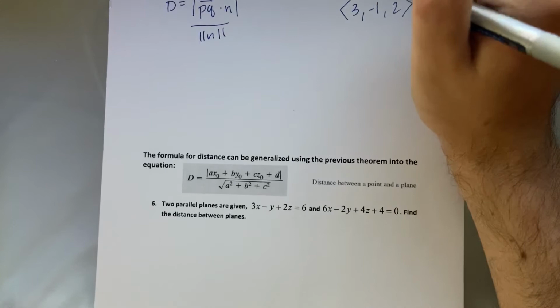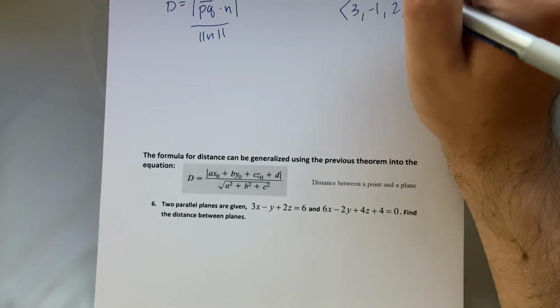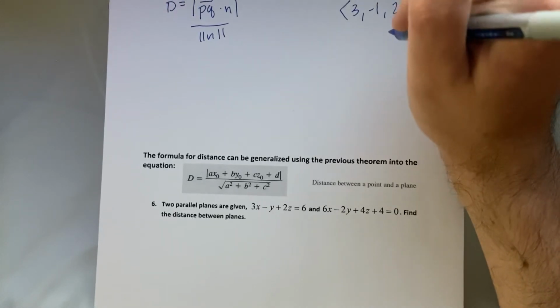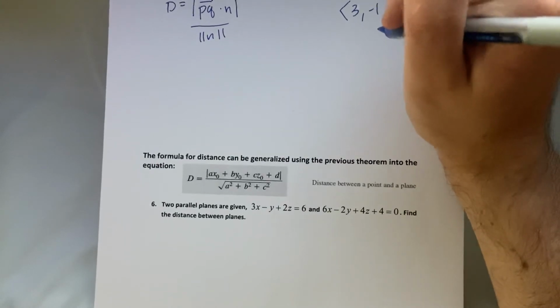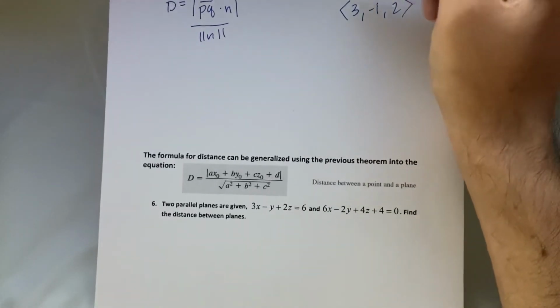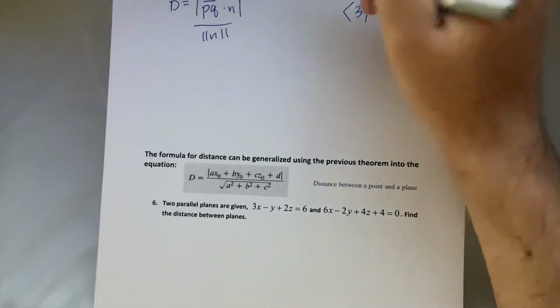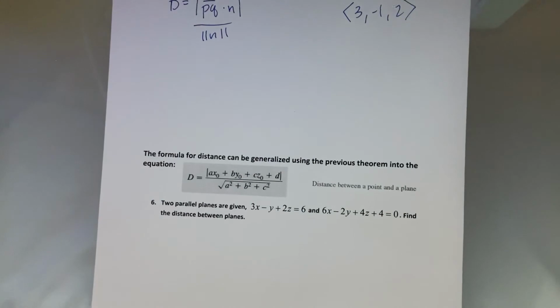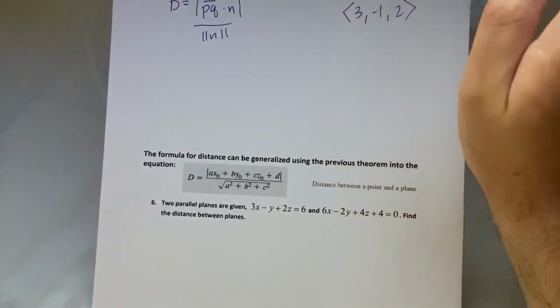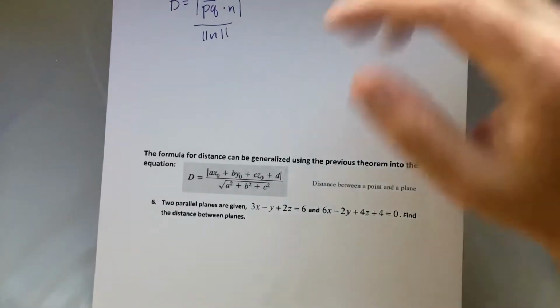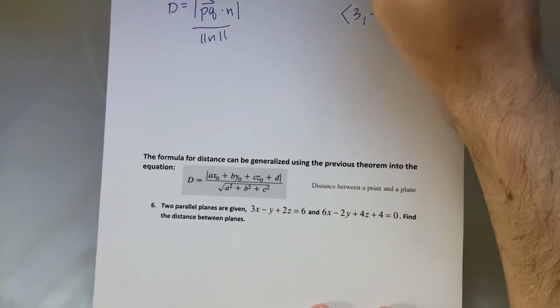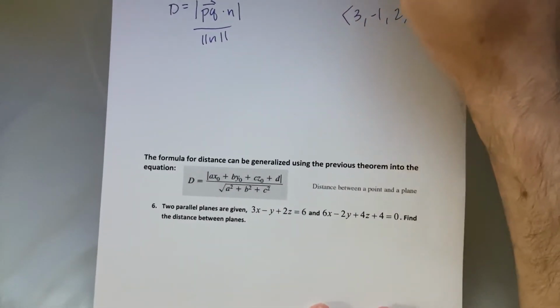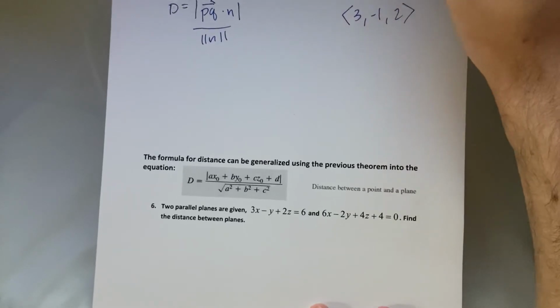Got a point. We need a vector from something in this plane to this point. So how can we do that? I just need to find any point in this plane. So I can just let two of these variables be 0, and that would be easy enough. So I'm going to let y and z be 0, so 3x equals 6, which means x equals 2, so that's the point 2, 0, 0.